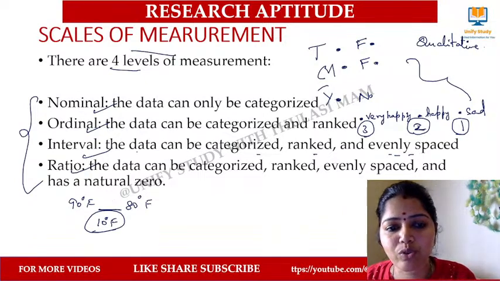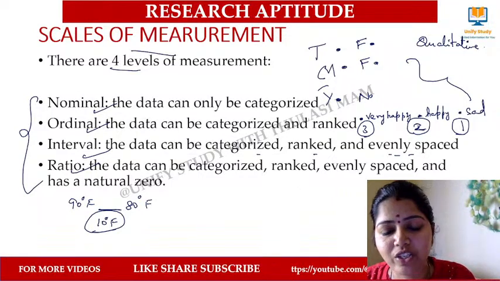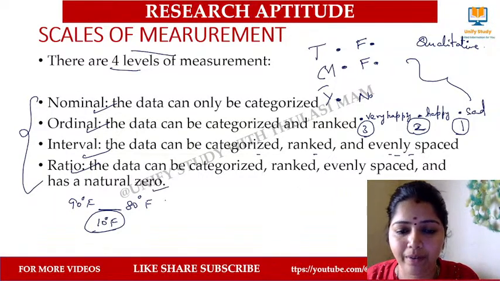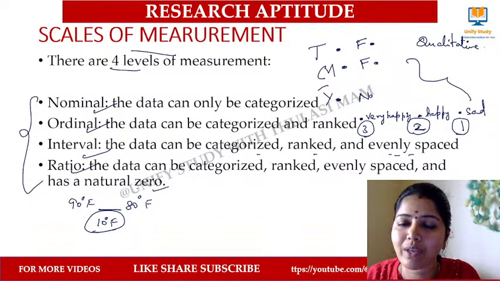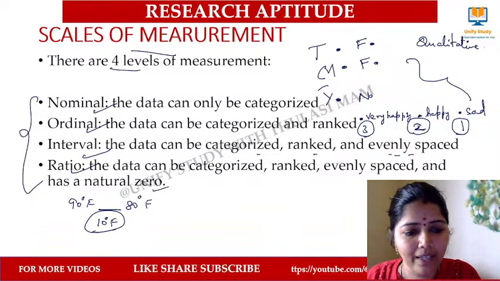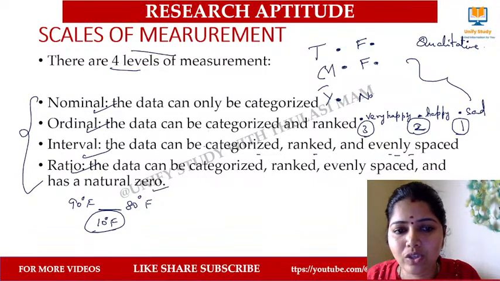Yes. And next comes ratio. Here the data can be categorized, ranked, evenly spaced, and there is a natural zero. Natural zero means that zero has a meaning. It doesn't mean nothing; it has a meaning. So these two, the interval and ratio level data, work on the quantitative type of data.